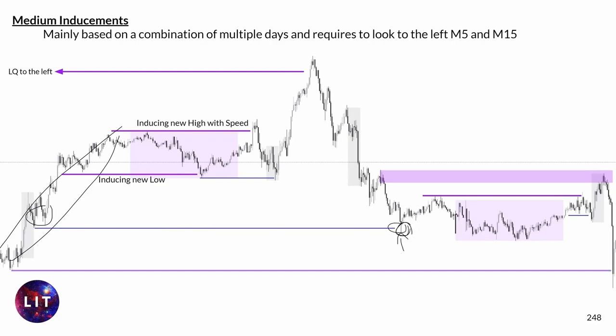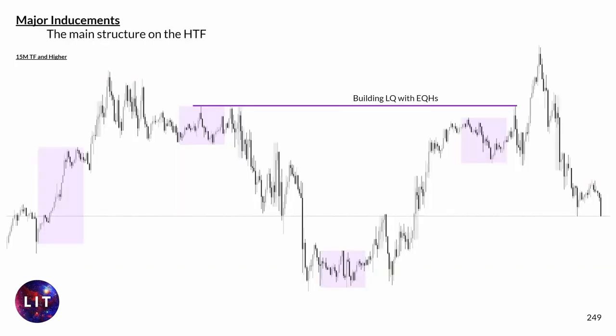Okay, and then of course, the main thing is we aim for the medium inducement in here, which is the whole push that obviously led to the whole new highs in here. That becomes the liquidity area. Again, you should target that, and of course, that's where price heads next. Okay, so then what we have in here, we have major inducements. So major inducements are pretty much the main structure on the higher time frames. This can be everything on like 50 minutes or even 1 hour or even higher, right?